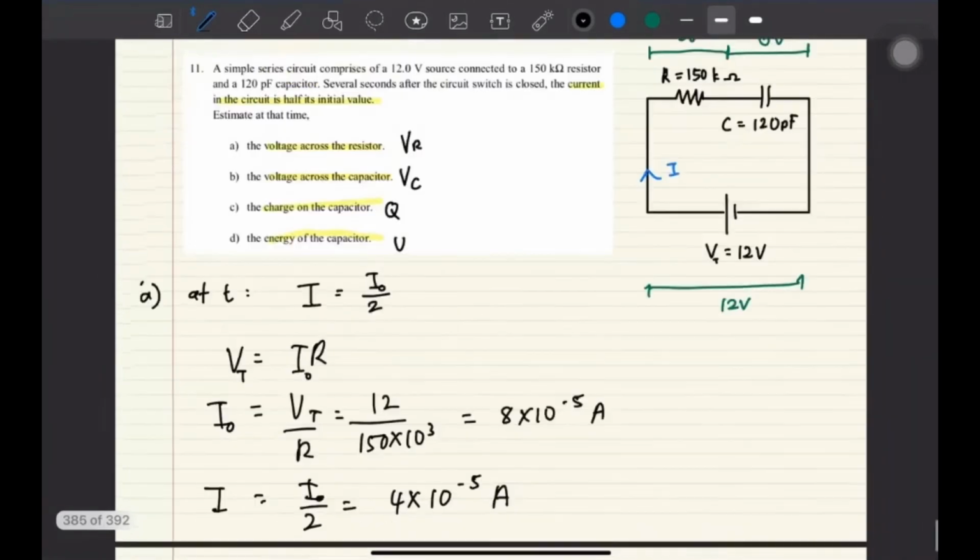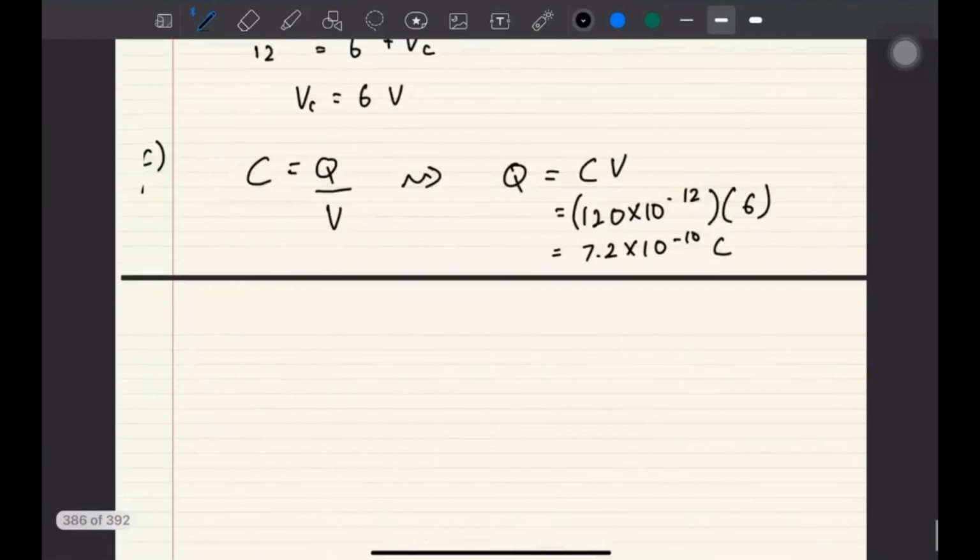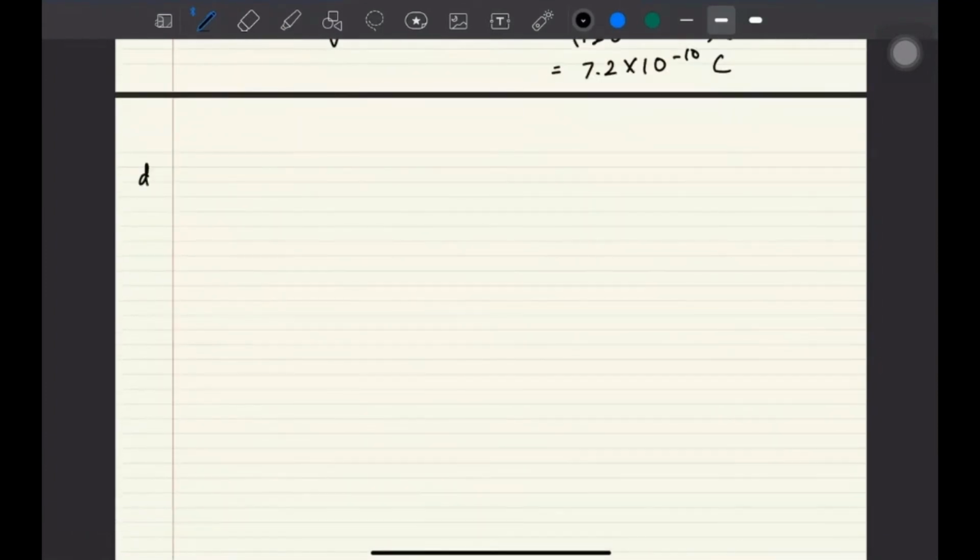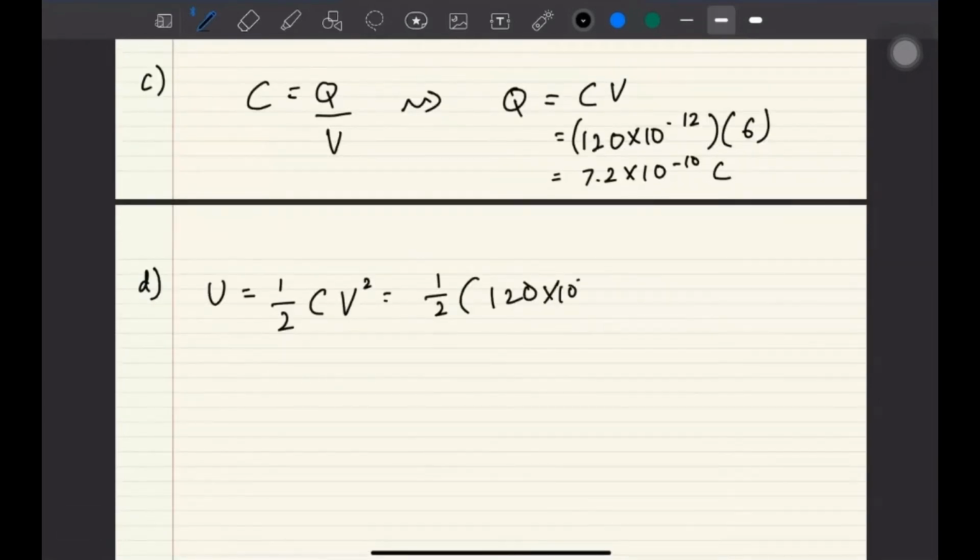For the next question, dia kata the last question kata the energy of the capacitor. So D ni kamu boleh pakai any equation yang melibatkan U tu lah. Kamu boleh pakai half yang ada 3 tu kan. Kalau saya nak pakai half CV square, this one become half, 120 times 10 negatif 12. V dia adalah 6, jangan lupa square. This one I got 2.16 times 10 negative 9 joule.